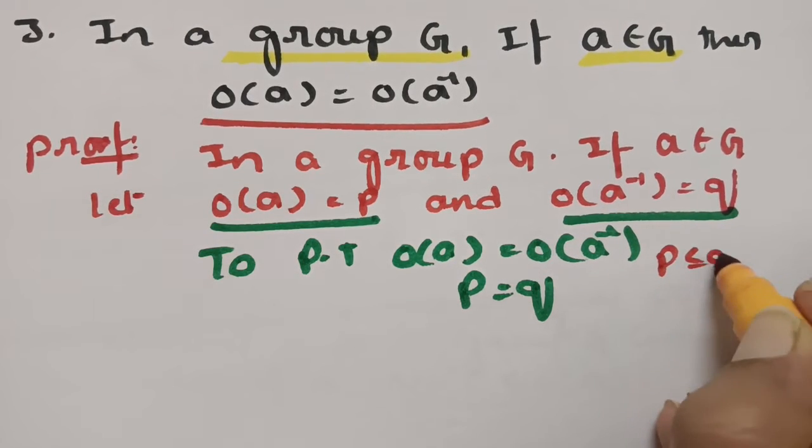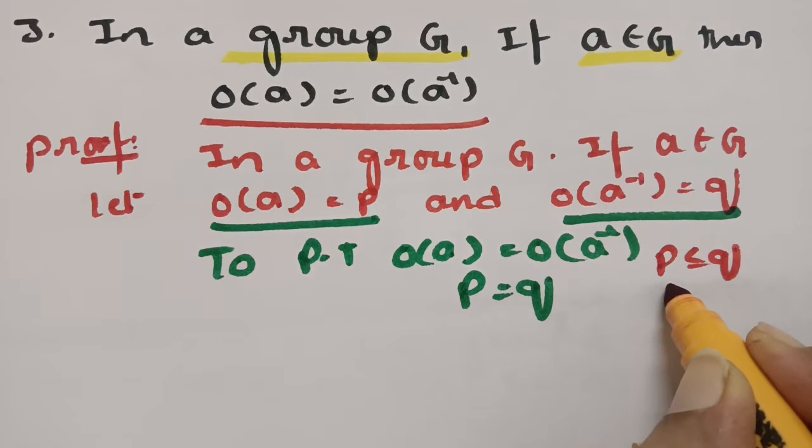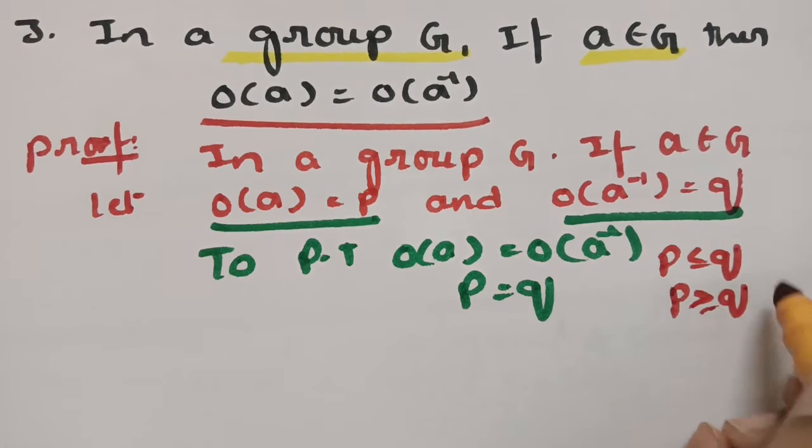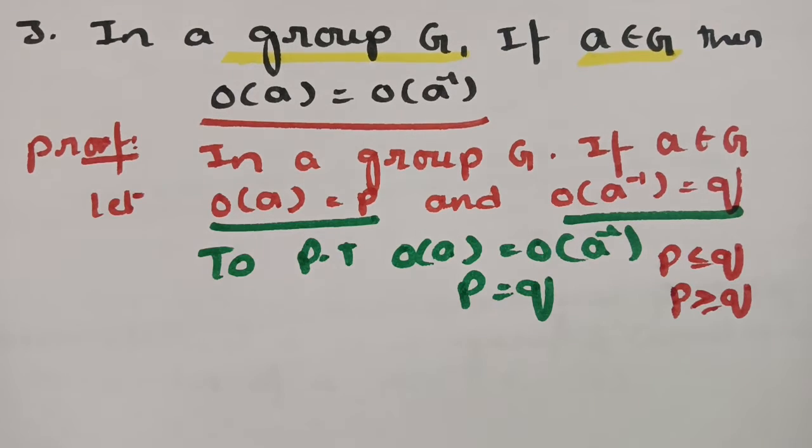In order to show P is equal to Q, it is enough if we show that P is less than or equal to Q, and next, P is greater than or equal to Q. So if P is less than or equal to Q and P is greater than or equal to Q, we say that P is equal to Q. And let's get started with our data here.